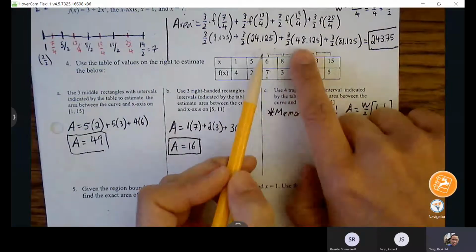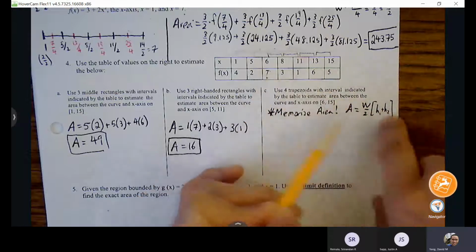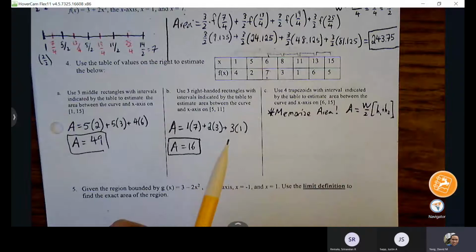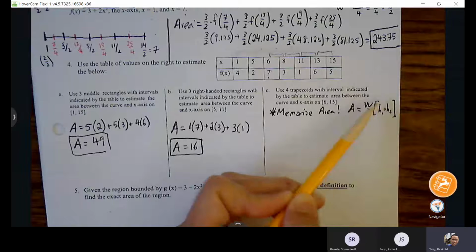I know we're not going to see it here because every subinterval only has 2 heights, so that just feels like you're not going to make a mistake here. But if it spanned across multiple ordered pairs, make sure that you're still only picking out 2 heights for each trapezoid. Okay.